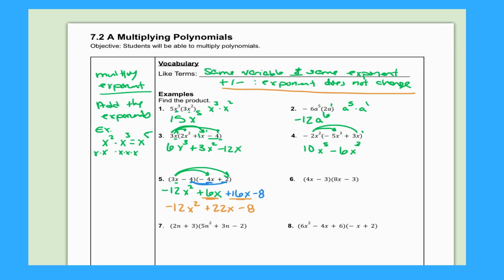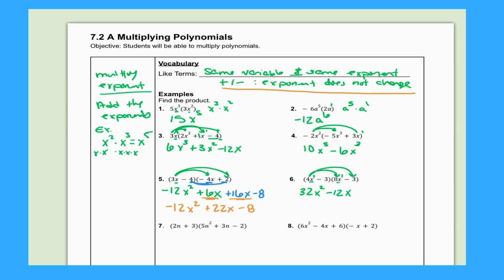Number 6, again, I'm going to take each of these terms in the first parentheses and multiply into the second. So I'm going to take 4x times 8x. 4 times 8 is 32, and x times x is x to the second, or we're going to add those exponents. 1 plus 1 is 2. And then 4x times negative 3. 4 times negative 3 is negative 12. And then it has an x, but it's not multiplying anything, so it's going to stay x.